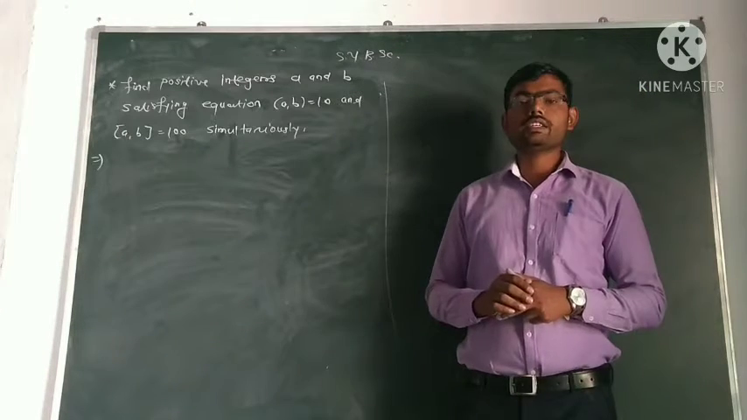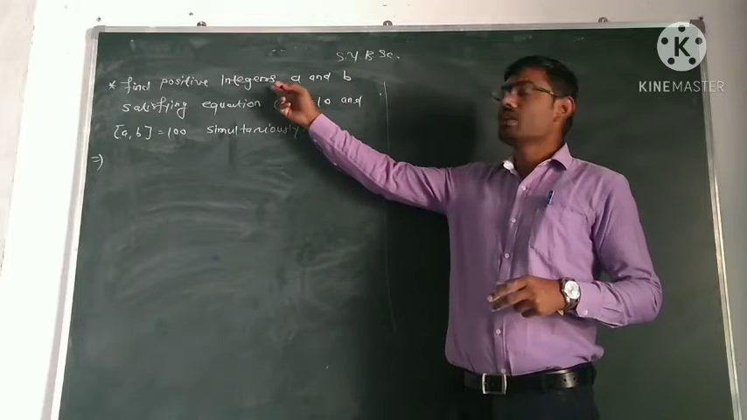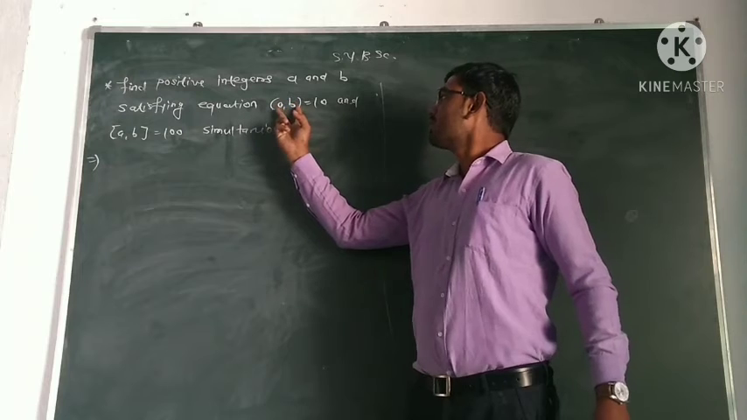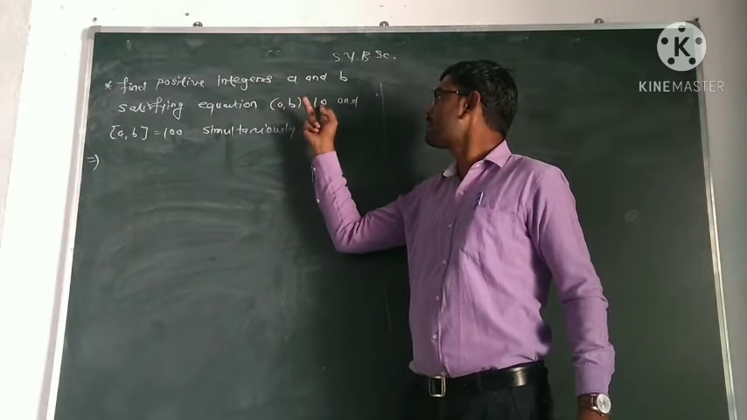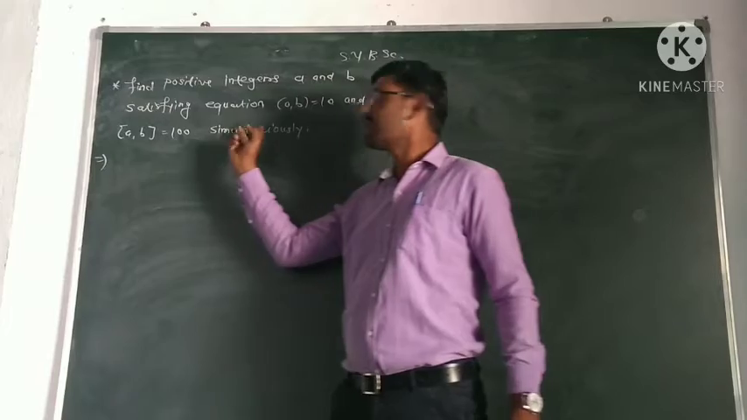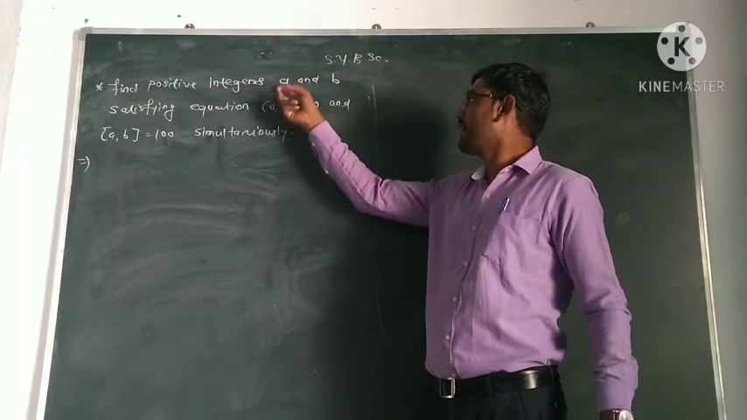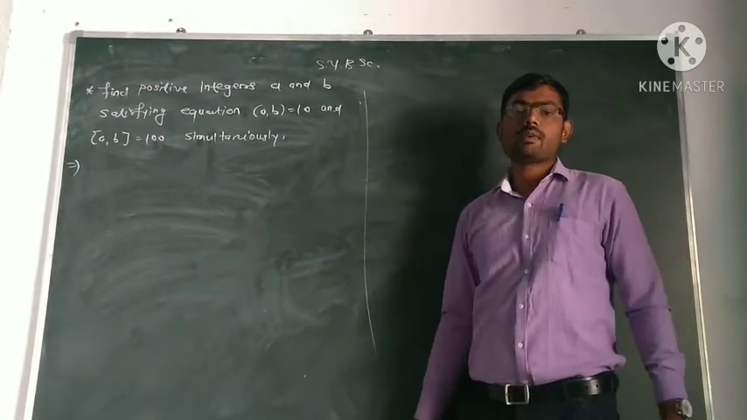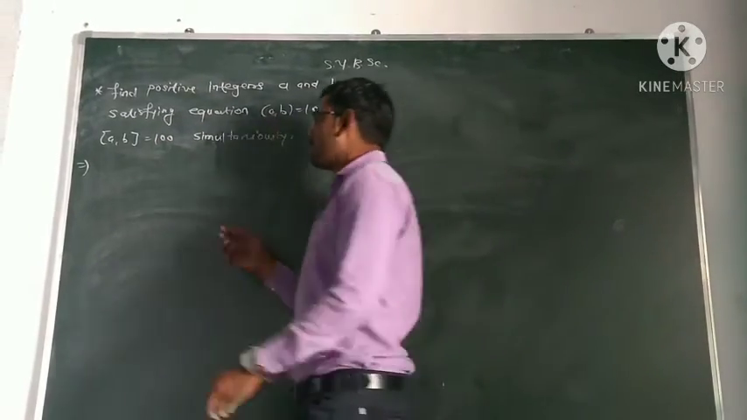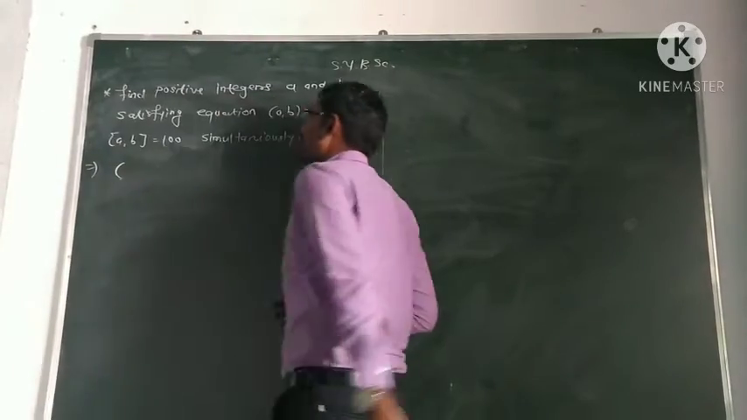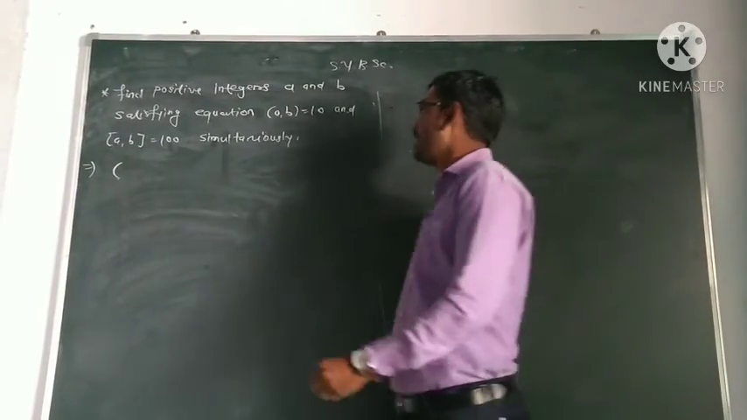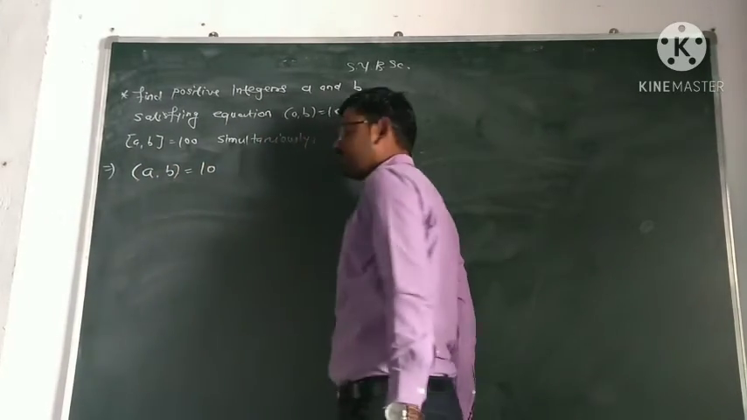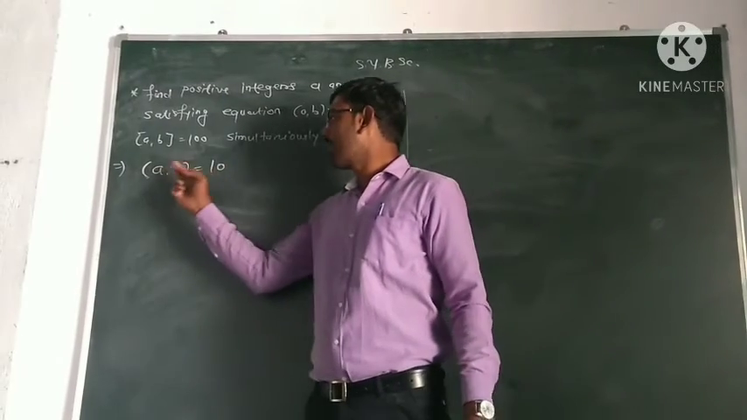Next example is to find the positive integers A and B satisfying the equation such that GCD of A and B is 10 and LCM of A and B is 100 simultaneously. So we have to find the integers A and B satisfying both these conditions at the same time. What they have given is that the GCD of A and B is 10, so 10 is the greatest common divisor of A and B.